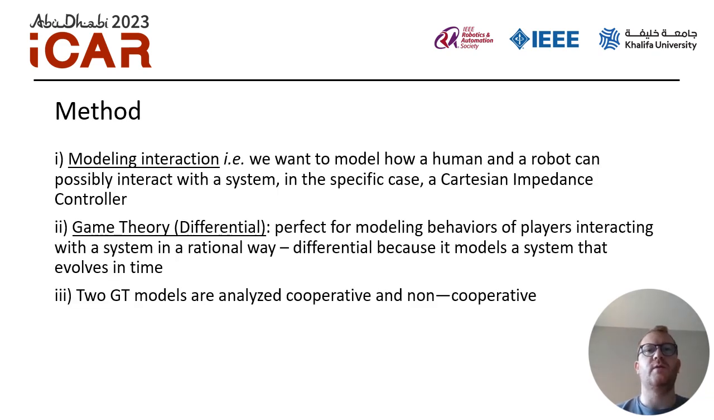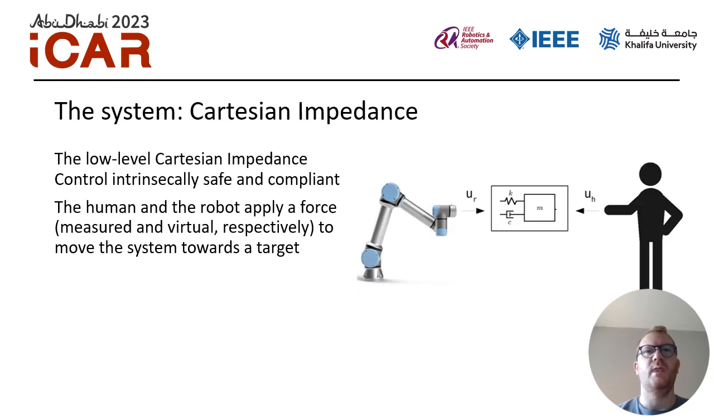The proposed method wants to model the physical human-robot interaction between a human and a robot with a prescribed system. Game theory, in particular the differential description of the specific case, provides a model of strategic interaction among rational decision makers. In this work, we focus on the cooperative and the non-cooperative cases. The low-level control is described by the impedance equation, and the human and the robot apply forces to such a system. So the question that arises is how to model and define their control inputs UH and UR. By using game theory, they can be modeled as the outcome of a game.